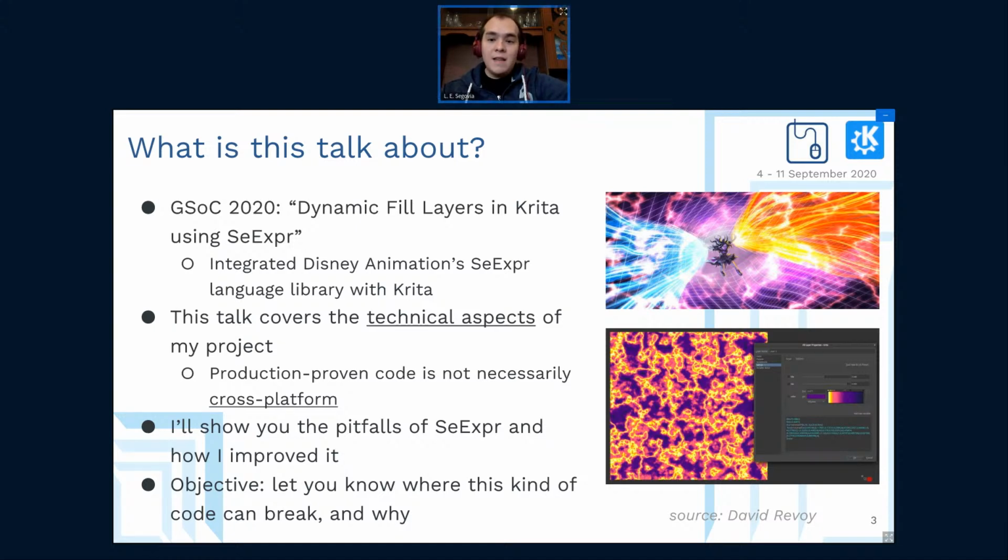The key takeaway that I wanted to share from this talk is that code which is production proven, especially by a big content company like Disney, is not necessarily cross-platform like we would expect for usage here at KDE. Throughout this talk, I want to show you a selection of pitfalls that exist in the original CXpro code and how these were improved in the version that is currently integrated within Krita. This is meant to show you where this kind of code, I mean open source, production proven, authored by big companies, can break, and why that could happen.